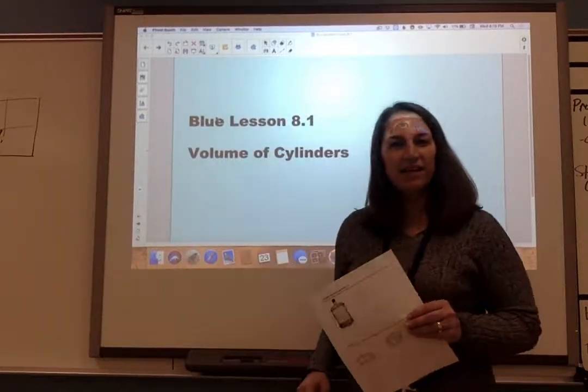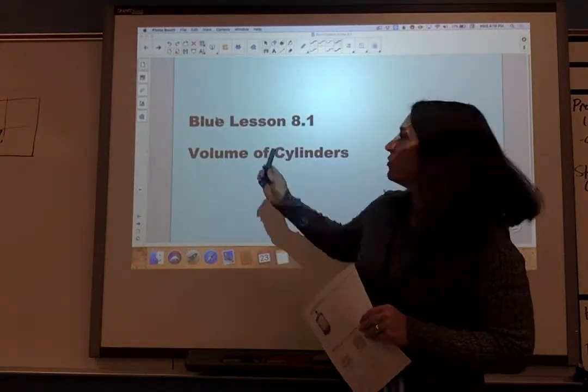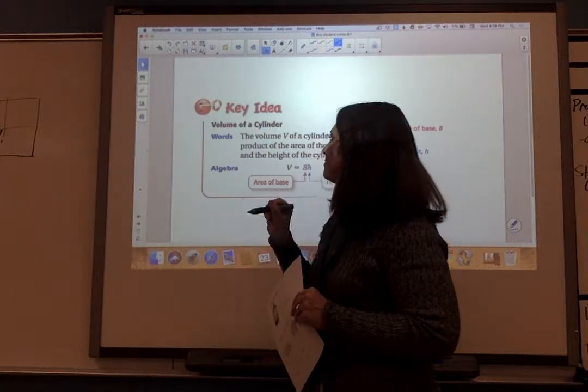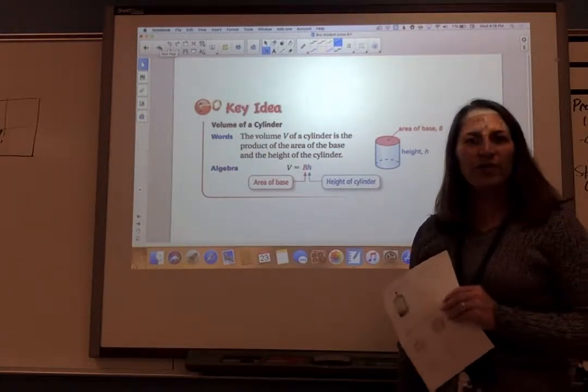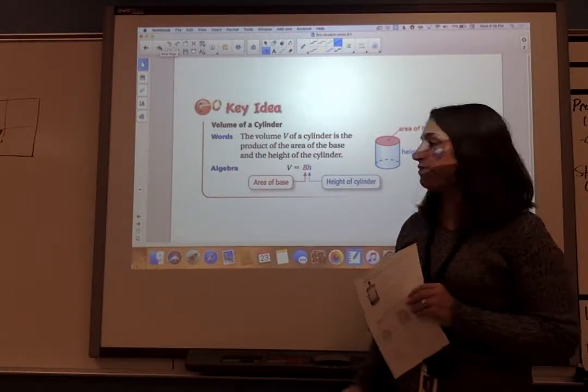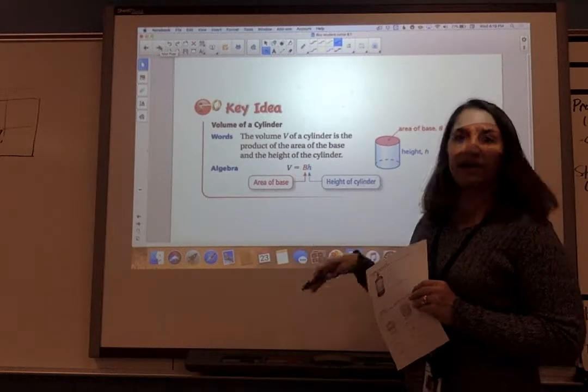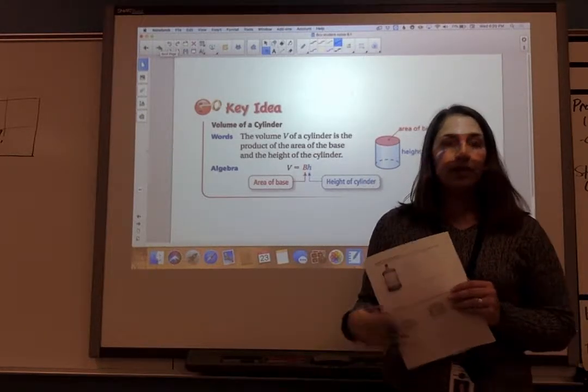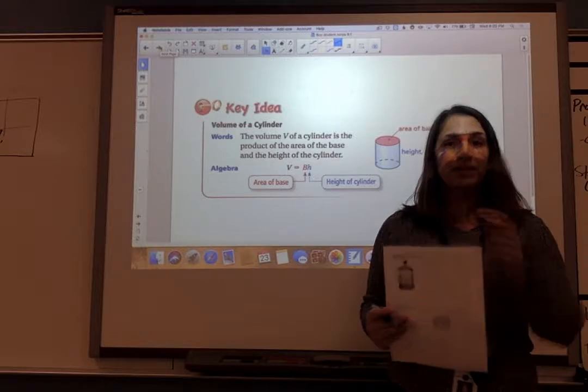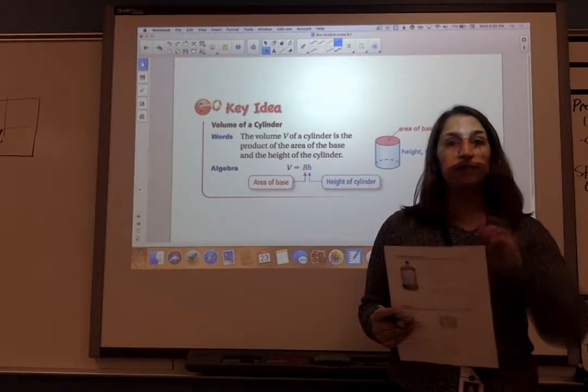Students, today's lesson is on volume of cylinders. So let's start with the key idea, and that is that the volume of a cylinder is the product of the area of the base and the height of a cylinder. So in algebraic terms, that's volume equals capital B times H.